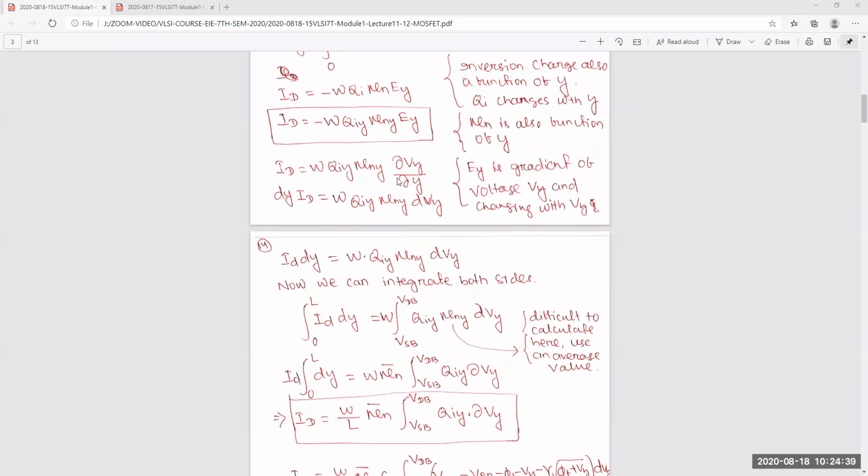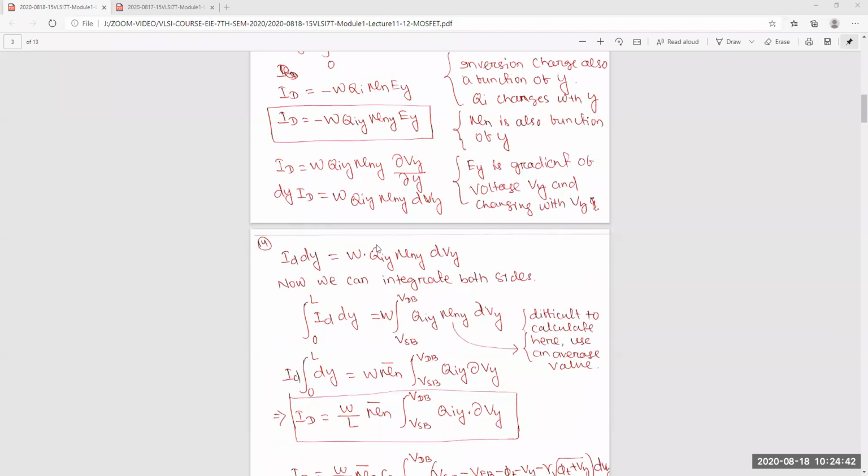So now this thing you will easily understand. Okay. Now this is your I_D dy equal to this part. So for the whole current, to get I_D, we have to integrate over the whole region, means 0 to L. This part is at that small region, the dy region. But to calculate the current in the whole region, you have to integrate over the complete region, means 0 to L. So I_D dy, now you have to integrate this.